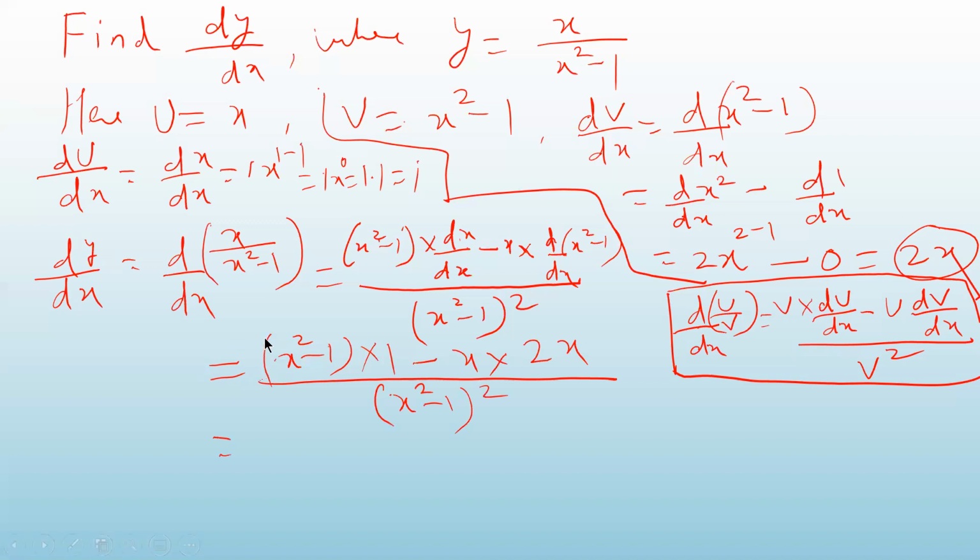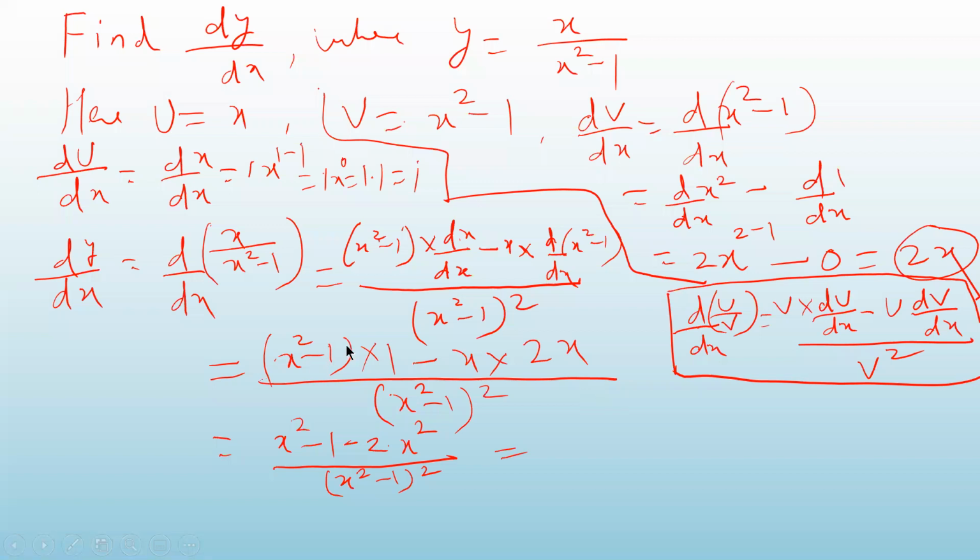Okay, now see this. Outside this bracket there is 1. So this bracket is multiplied by 1. If you multiply anything by 1, you will get the same thing. 1 into x square is x square, 1 into 1 is 1. Minus x into 2x. So that is 2 into x into x. The power of x is 1 here, the power of x is 1. And the base is same. So what will happen? The power will be added. So x square minus 1 whole square. This is what we will get.